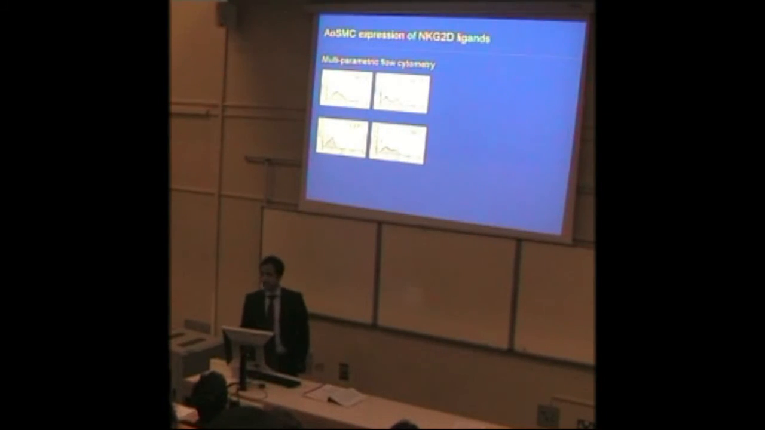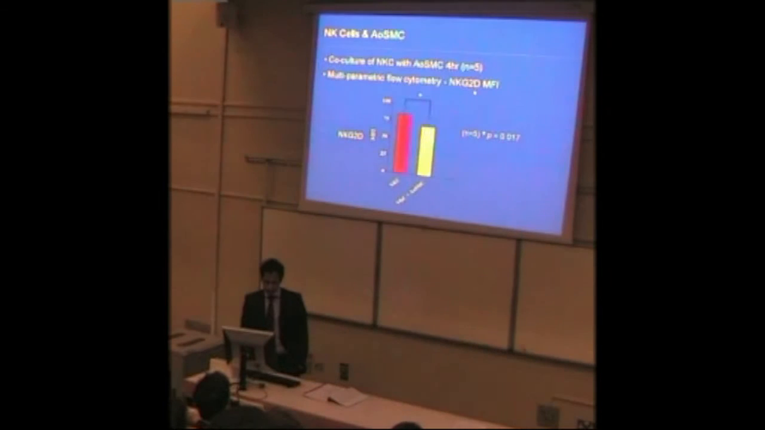And we found, using flow cytometry, that from all samples, smooth muscle cells express ligands for NKG2D, in particular MICA and MICB. We then went on to try and corroborate the findings that we found in the tissue by culturing NK cells with the aortic smooth muscle cells that we explanted from surgical specimens. And again, we found that you have a downregulation, like we've shown with the tissue NK cells.